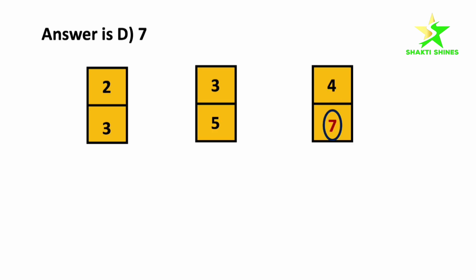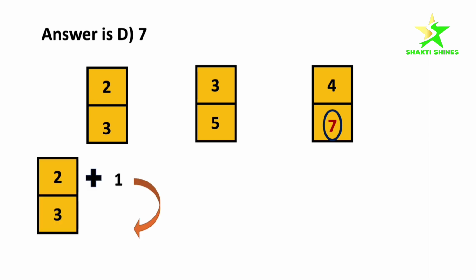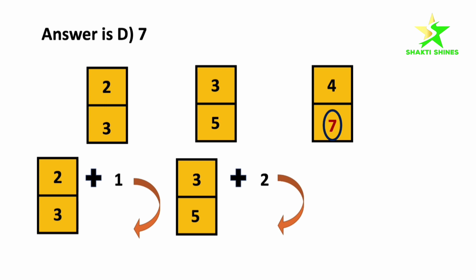So the answer for this puzzle is 7. The method to find the answer is here for the first one. Here you can see here 2. You have to plus the number before the number 2. That is 1. 2 plus 1 equals 3. You can see below that 3.